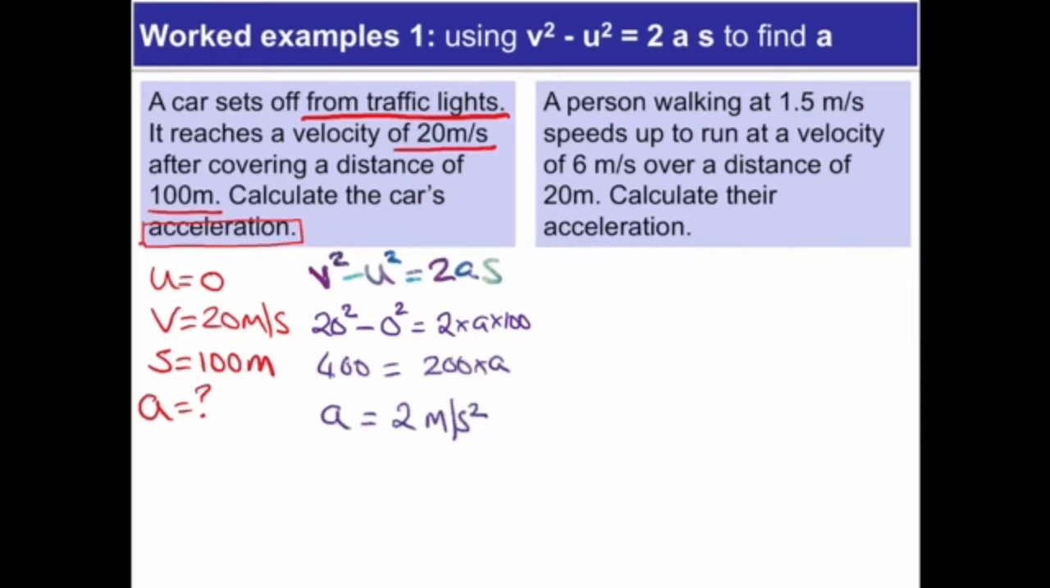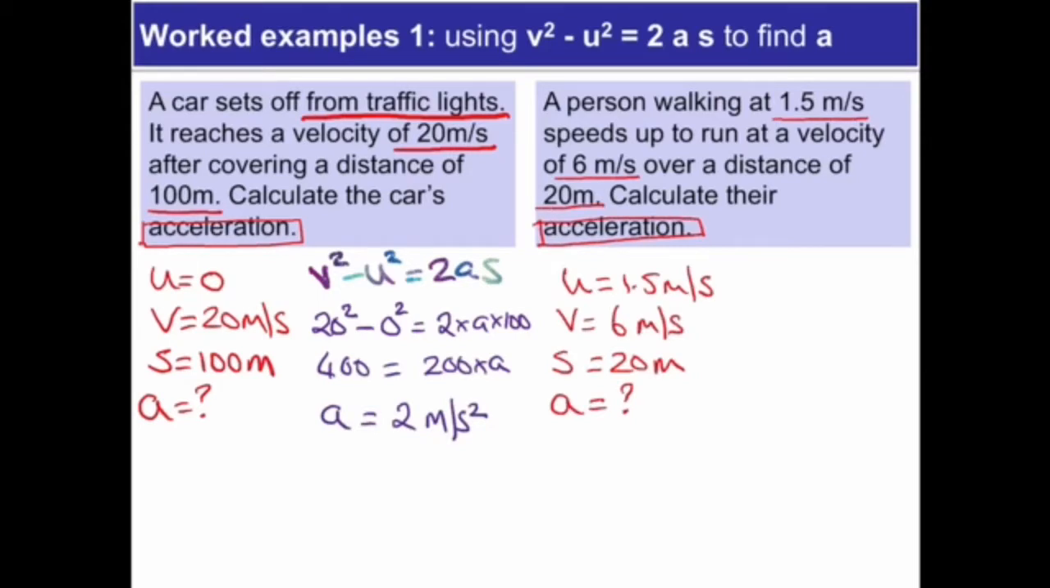Next stage, we can work out what we can. 20 squared take away 0 squared is 400. 2 times 100 is 200, and then I've still got times a. So the answer must be 2, and then give the units, meters per second squared. The next one, same thing, different numbers.